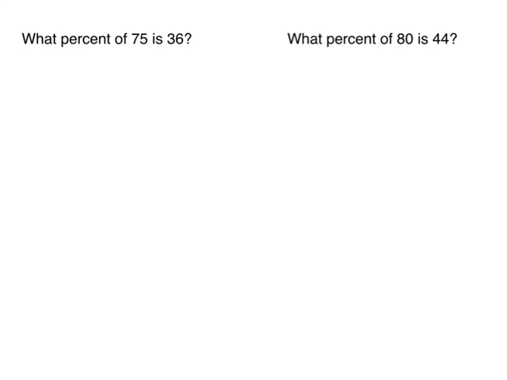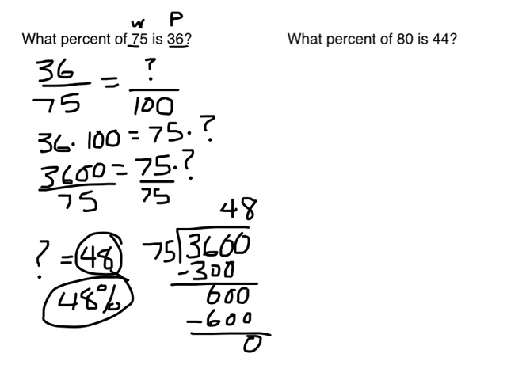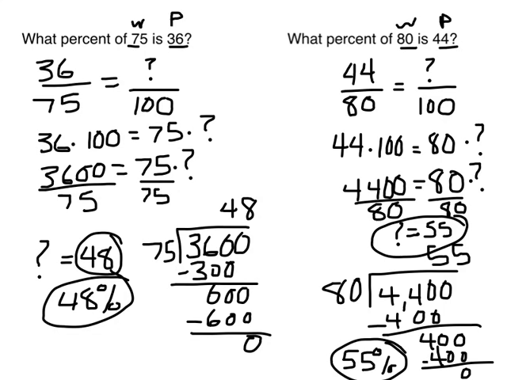Now try two on your own. What percent of 75 is 36? So here 75 is the whole and 36 is the part. Solve for the percent. The correct answer is 48%. Check your work with mine. Now try one more. What percent of 80 is 44? So here 80 is the whole and 44 is the part. Solve for the percent. The correct answer is 55%. Check your work with mine.